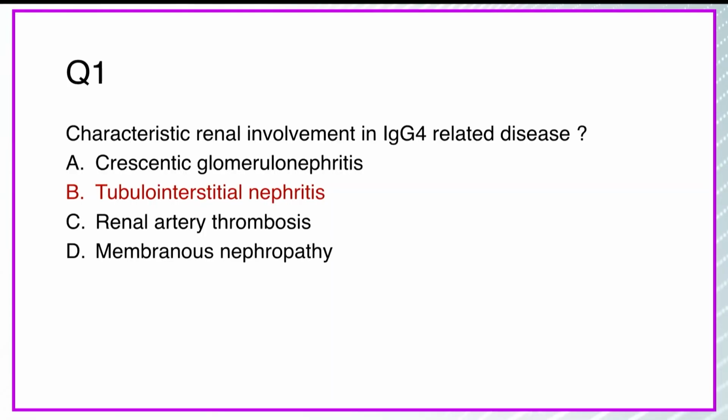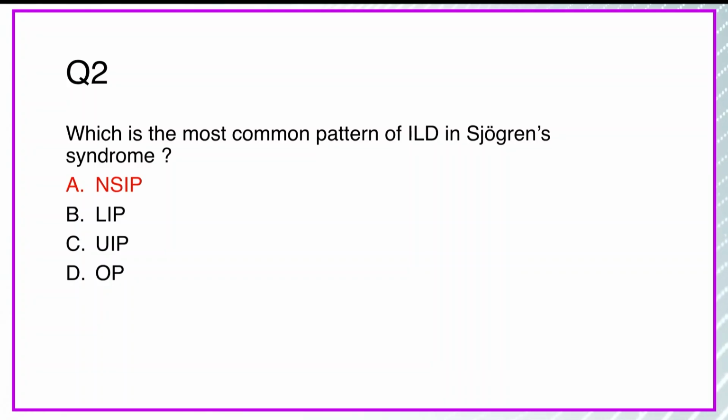Okay, we shall start the discussion of the answers while your answers are being corrected. So, characteristic renal involvement in IgG4 is tubulointerstitial nephritis. Most common pattern of ILD in Sjogren's: many of you opted for LIP. Characteristic is LIP. Most common is still NSIP.